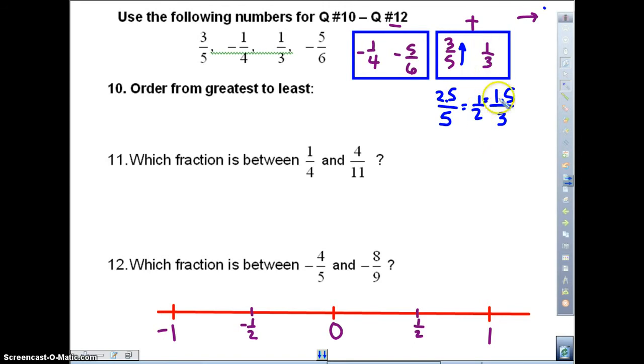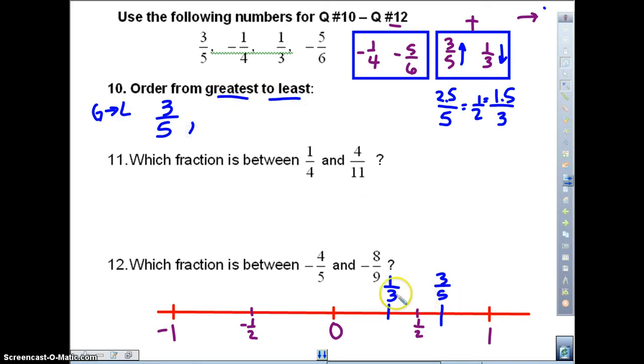So is 1/3 bigger than a half or smaller than a half? Yep, that's going to be smaller. So I know 3/5 is somewhere out here, and I know 1/3 is somewhere over here. And if we're ordering greatest to least, which one's our biggest number? Yep, 3/5 is going to come first. Don't forget, greatest to least is what it said.